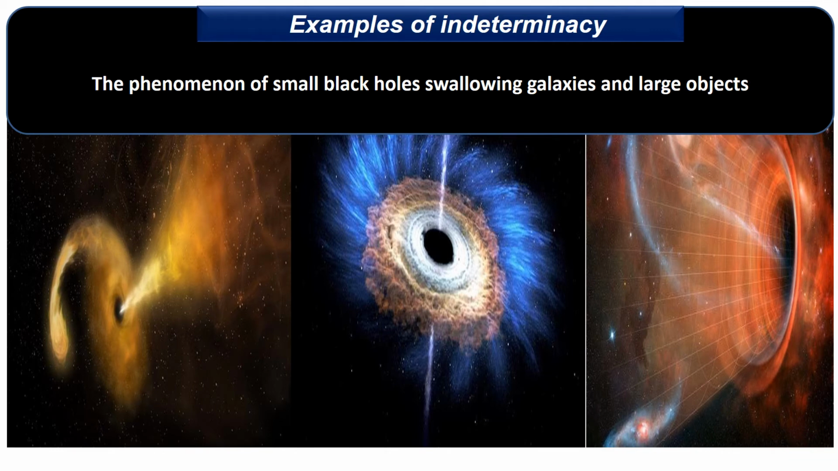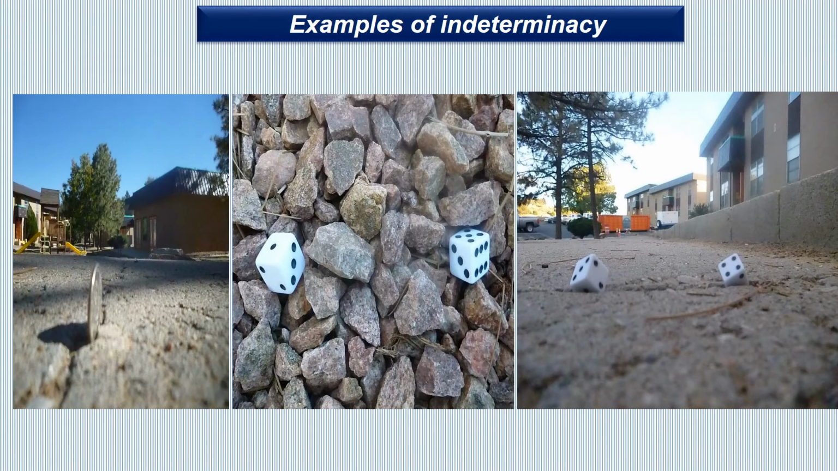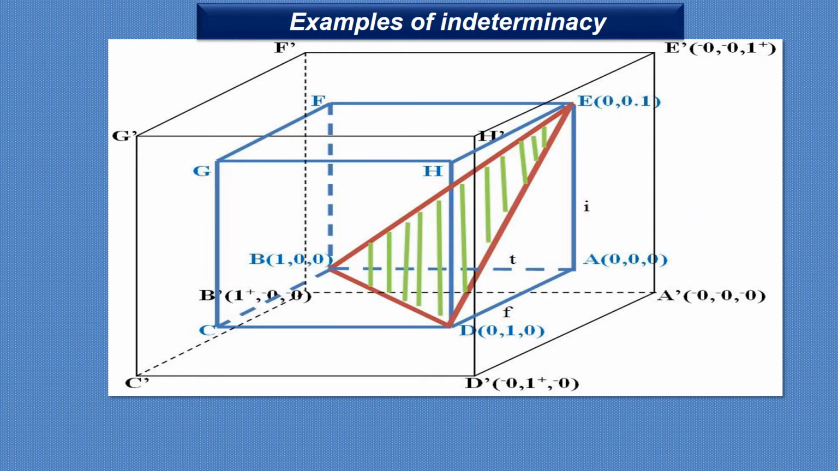Examples of indeterminacy: the phenomenon of small black holes swallowing galaxies and large objects. Other examples of indeterminacy in statistics and probability. Third, examples of indeterminacy in geometry.